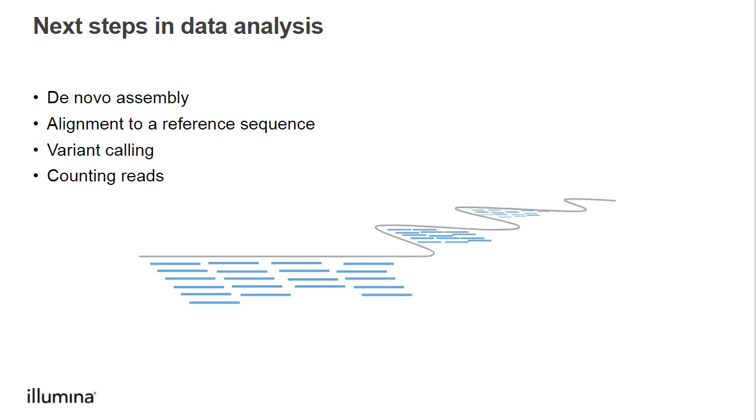We may want to do counting for applications like RNA differential gene expression. This is not a definitive list at all, and there are many analysis options. For Illumina library prep workflows, we can give guidance on appropriate analyses to use.